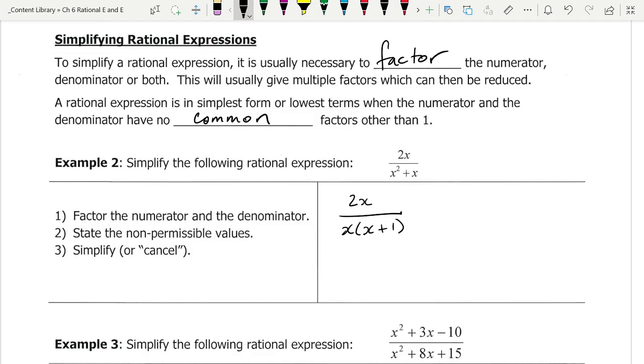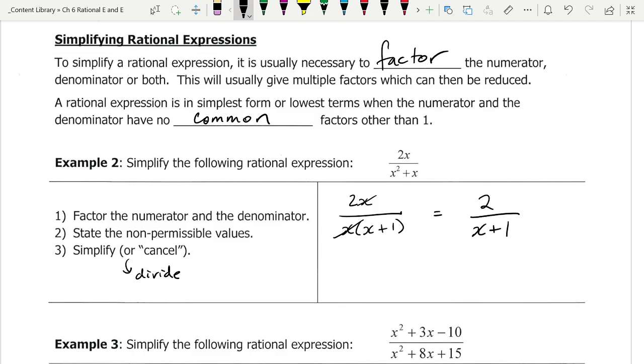Simplify or cancel, and it's canceling, I like that they put it in quotation marks. I'm not a fan of sometimes the word cancel. Simplify or cancel actually in this case means divide, right? So in this case, x divided by x is 1. So this simplifies down to 2 over x plus 1.